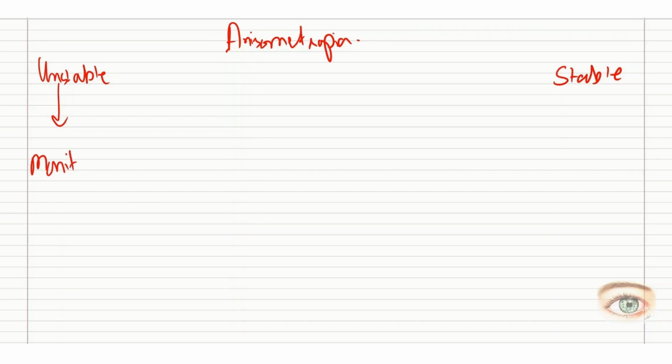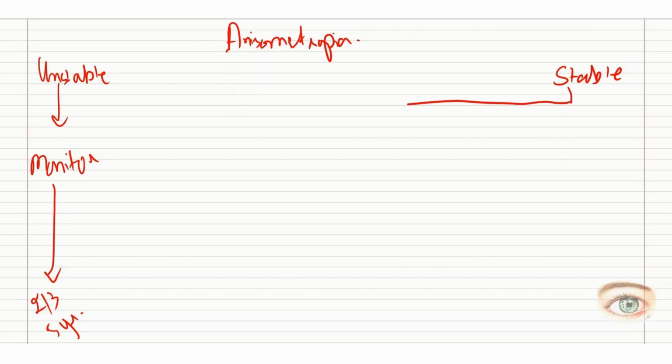So in anisometropia, you have to check if the anisometropia is unstable or if it is stable. If it is unstable, you are going to monitor and reevaluate the patient at the age of 2, 3, and 5 years, right?